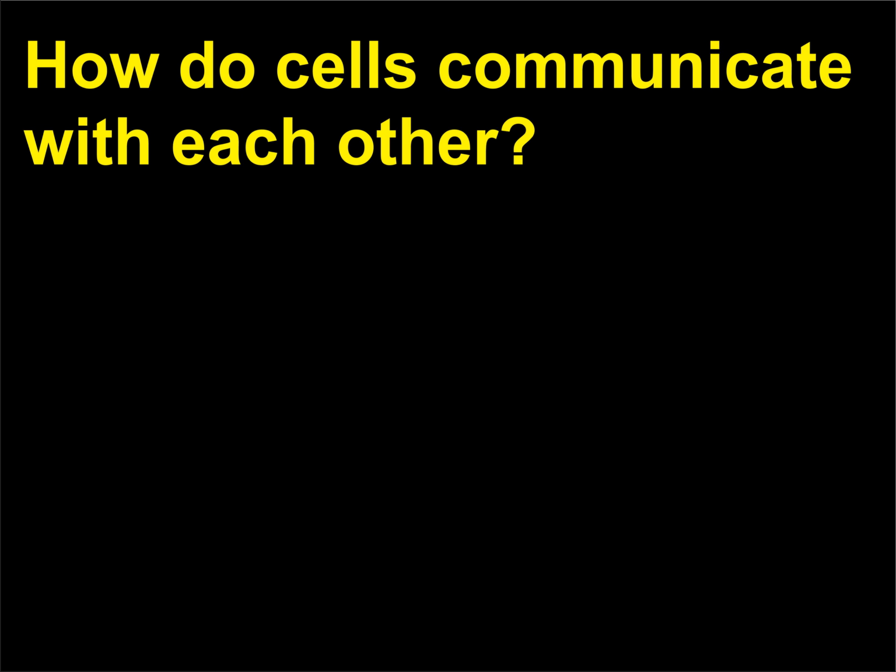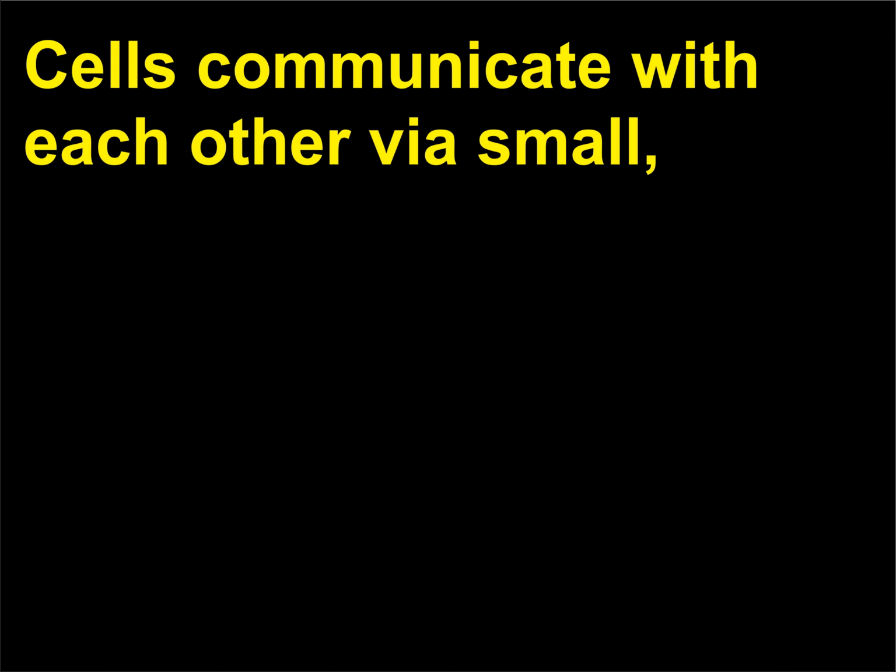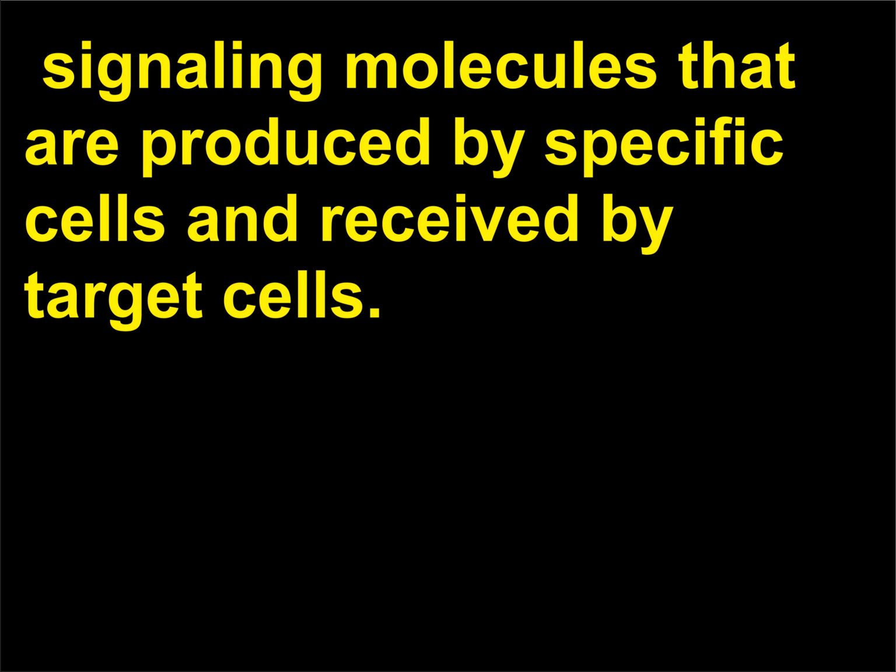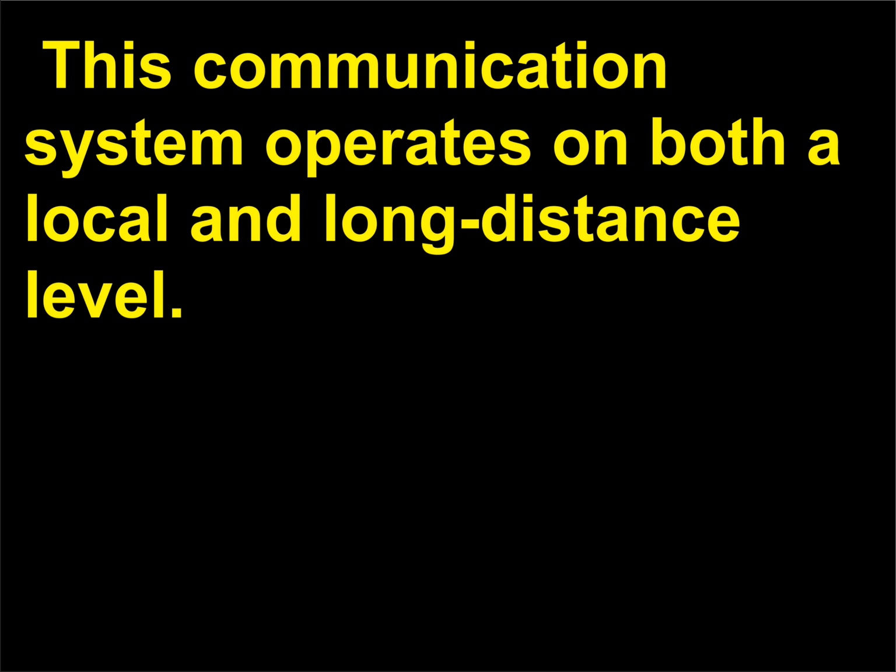How do cells communicate with each other? Cells communicate with each other via small signaling molecules that are produced by specific cells and received by target cells. This communication system operates on both a local and long-distance level.